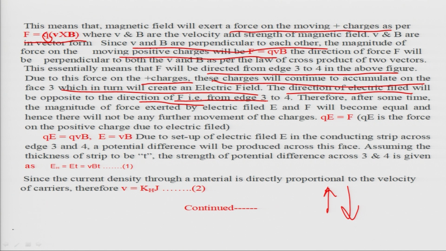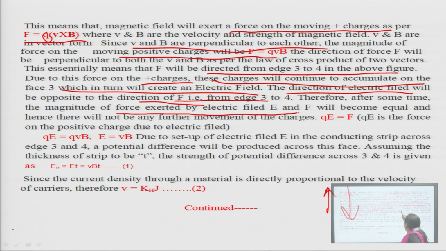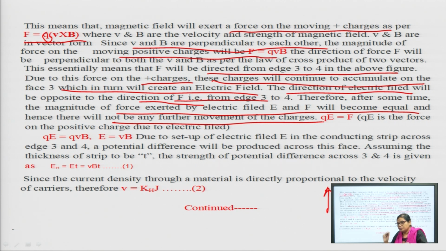So for 3 and 4, after some time the magnetic force and the force exerted by the electric field become equal, and hence there will not be any further movement of the charges. When this condition arrives, that is known as saturation. There is no movement of charge at that time. So QE is equal to QVB. We can cancel the Q, then we get E is equal to VB.